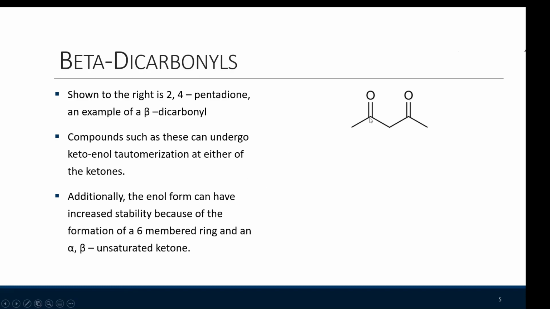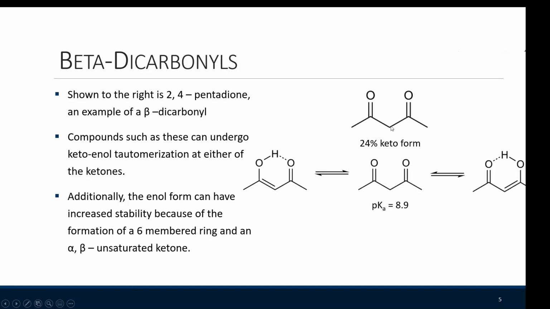And what happens if this compound undergoes a keto-enol tautomerization process? One of the hydrogens moves to oxygen, right? The carbon-oxygen double bond moves to carbon-carbon. From this form, it can switch to this one when the hydrogen goes to this oxygen, or to that one when the center hydrogen moves to the right oxygen.